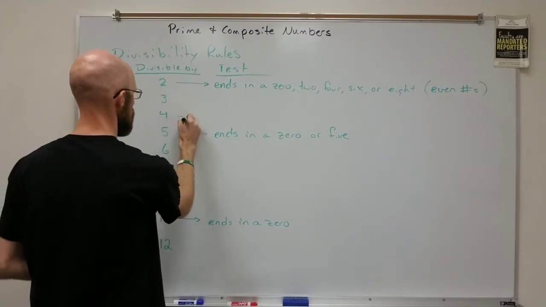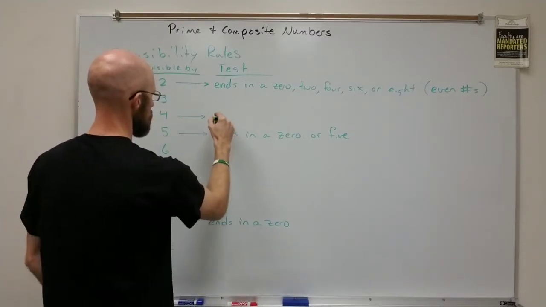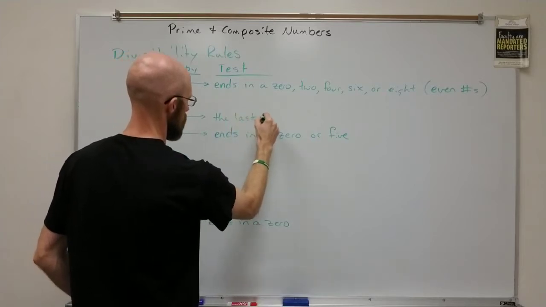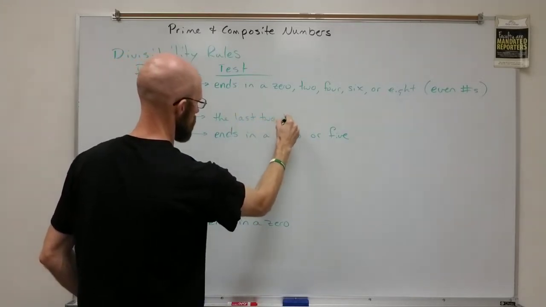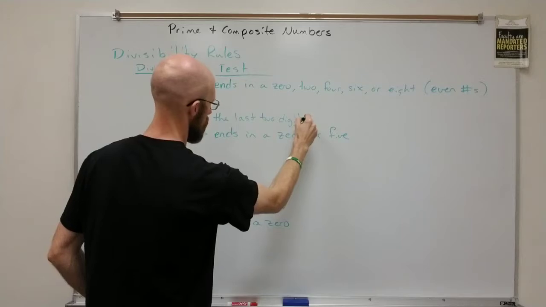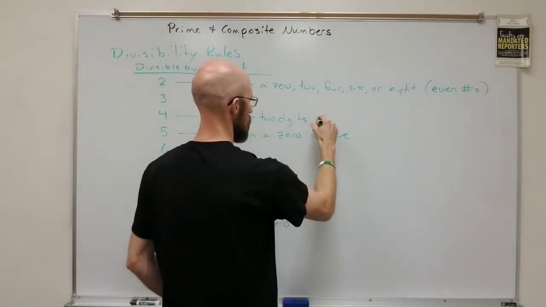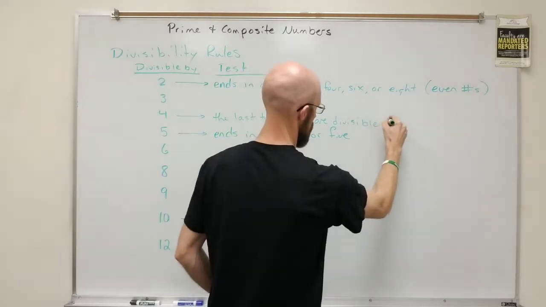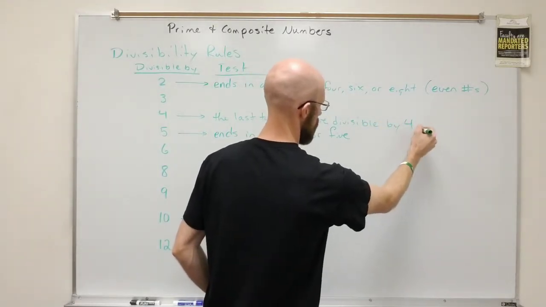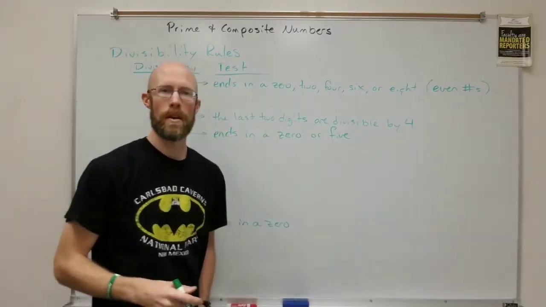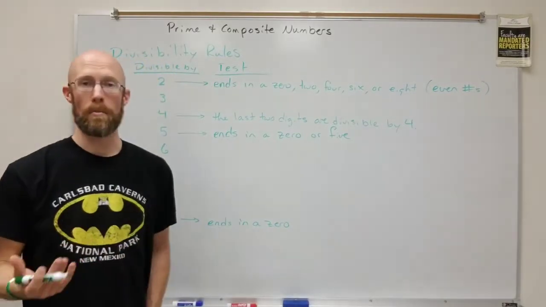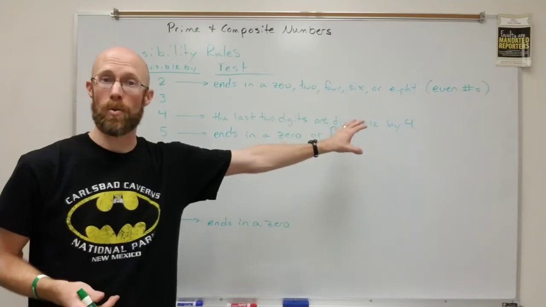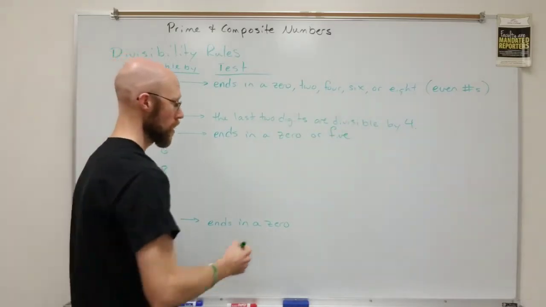So with 4, we say the last 2 digits are divisible by 4. Okay, as long as that's the case, then you'll have a number, a composite number that's divisible by 4. The one I just wrote up there that ended in 28 is divisible by 4.